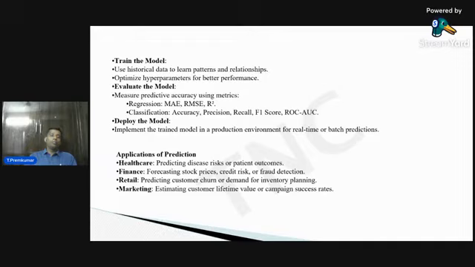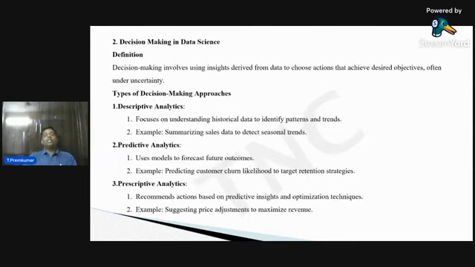Deployment implements the trained model into the production environment for real-time or batch predictions. The applications for predictions are that we can see healthcare will play a major role, and finance sectors as well, and retail and marketing. These are the places where we can go for predictions based on the current data. And decision making in data science is also an important point we have to discuss.